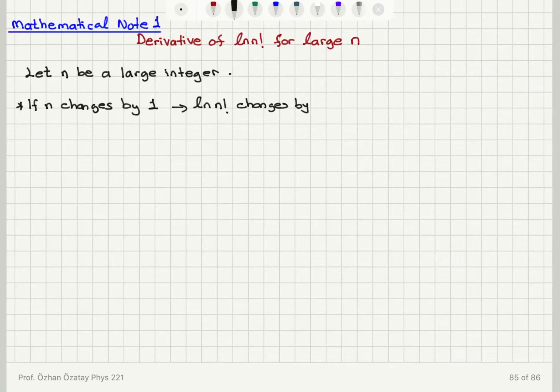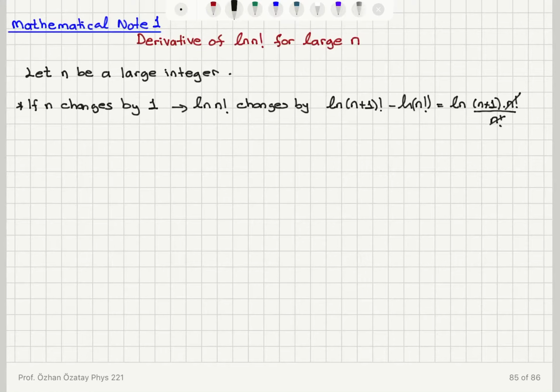how much? So I have to find natural logarithm of n plus 1 factorial minus natural logarithm of n factorial. So this would be equal to natural logarithm of n plus 1 times n factorial divided by n factorial. So these would cancel. So it would change by natural logarithm of n plus 1.